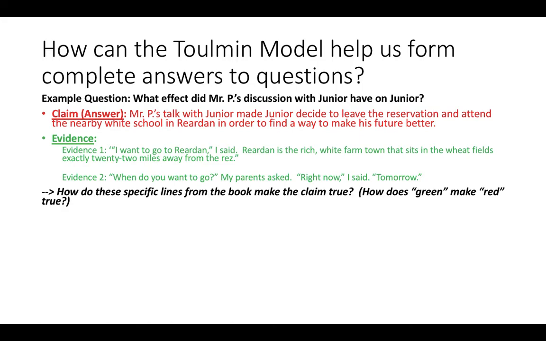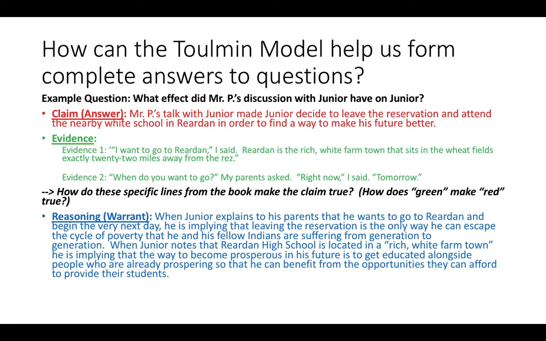So that is your job with reasoning, to explain how these specific lines from the book make your claim true. How do the green lines make the red line true? So here's an idea of some reasoning you could offer. When Junior explains to his parents that he wants to go to Reardon and begin the very next day, he is implying that leaving the reservation is the only way he can escape the cycle of poverty that he and his fellow Indians are suffering from generation to generation.